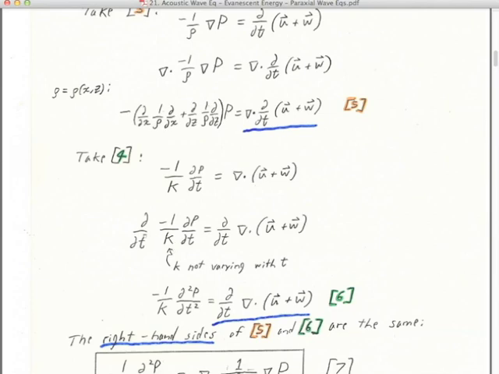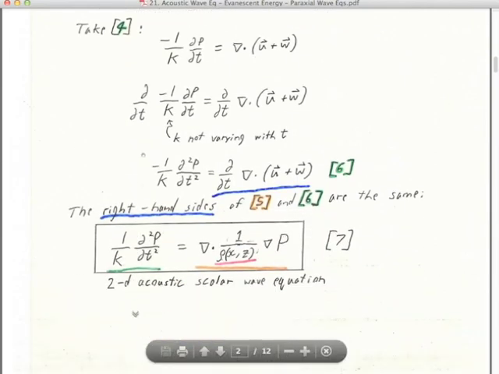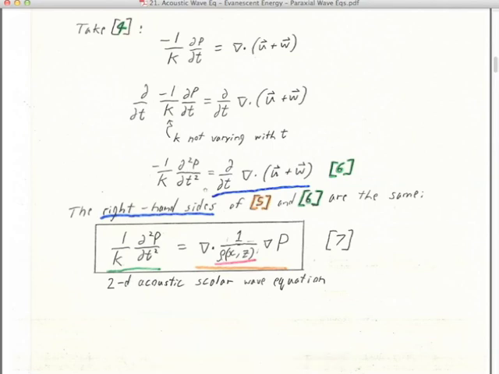So it can come all the way outside the derivatives, right? Because it's a constant. As far as the time derivative is concerned, k is a constant, even though it varies in space. So what we have here is minus 1 over k d squared p dt squared, the second time derivative, is equal to d/dt times del dot u plus w.